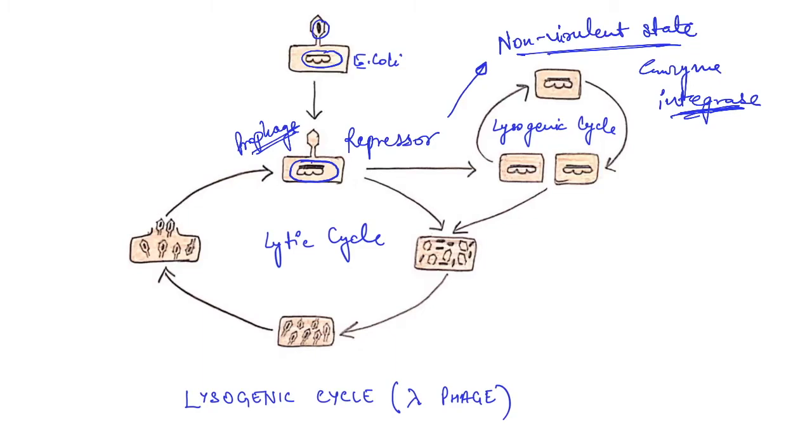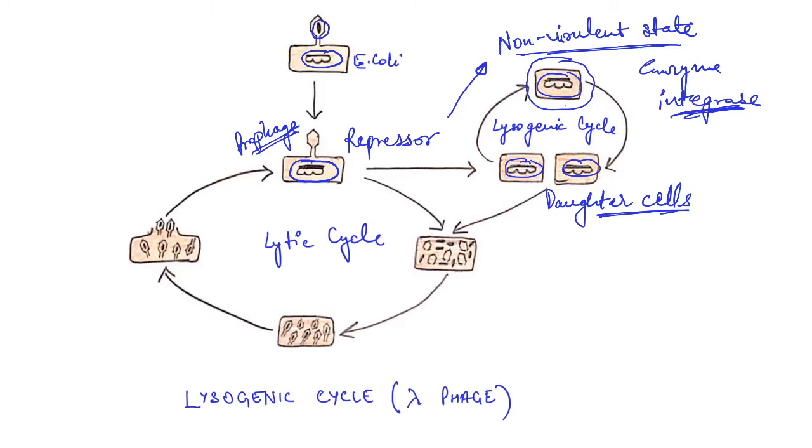Now, this prophage, so here you can see that this is the prophage. It along with the bacterial DNA replicates and gets distributed. So, this replicates into many and it gets distributed to the daughter bacteria. So here the host cell is completely dividing into daughter cells, and the viral genome is getting distributed in these daughter cells.